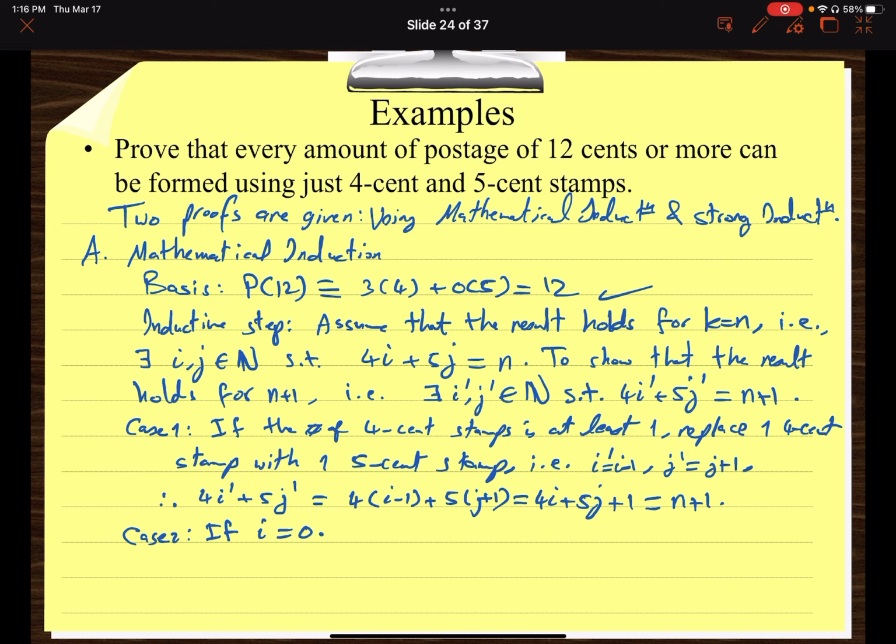Yes, why? Because n is greater than or equal to 12. If n is greater than or equal to 12, definitely you need more than 2 5-cent stamps, right? If n is greater than or equal to 12, definitely you have to have at least 3 5-cent stamps, at least, right? So therefore, if i is equal to 0, since n is greater than or equal to 12, there exists at least 3 5-cent stamps.